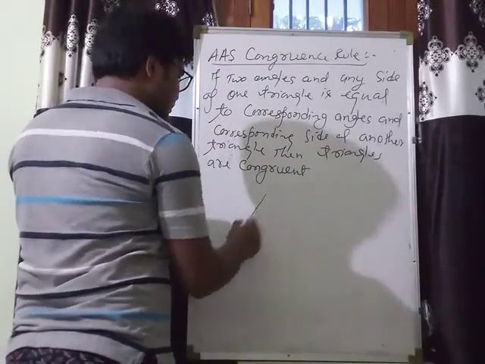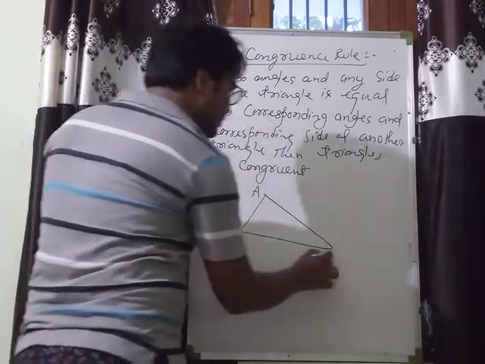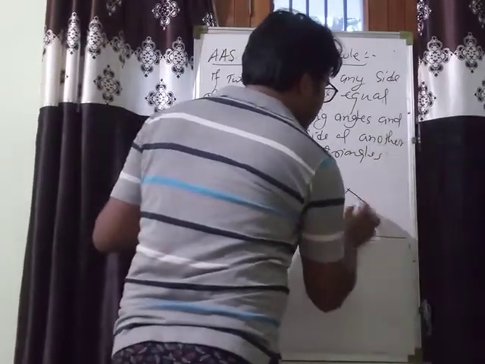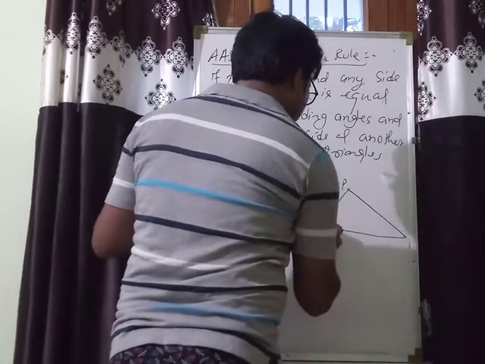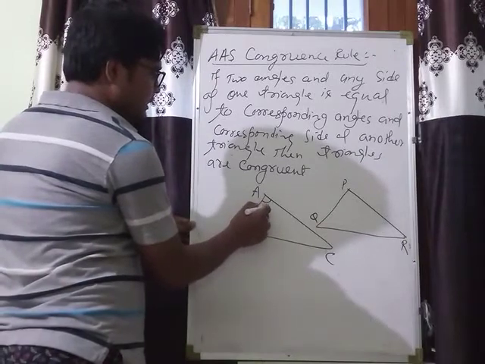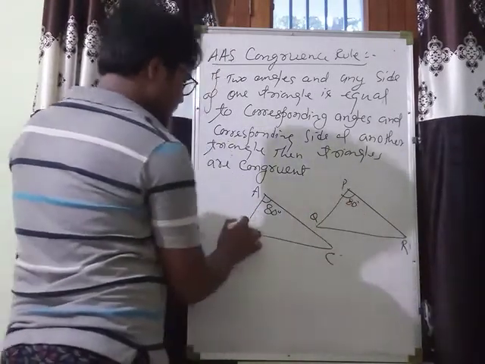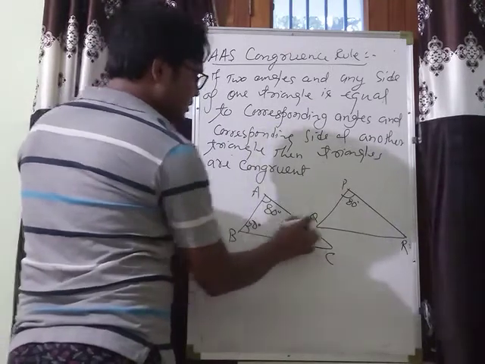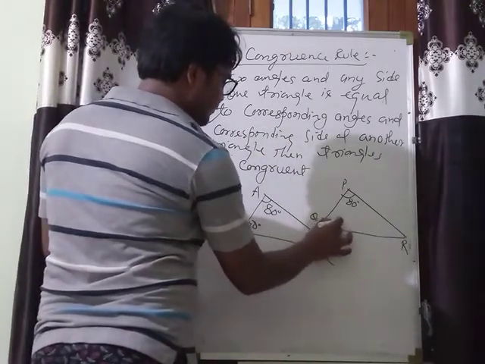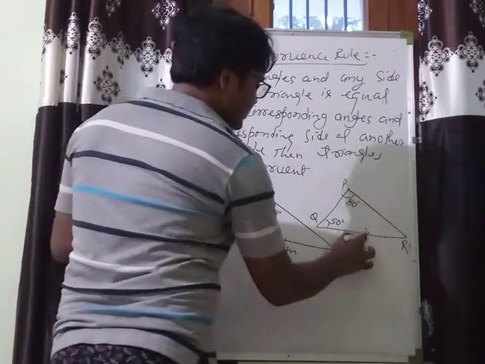For example, see, consider a triangle ABC and this is PQR. Suppose this angle is 80 degree. Here this one is 80 degree. That is 50 degree. This one is 50 degree. And these two are equal, 8 centimeter, 8 centimeter.